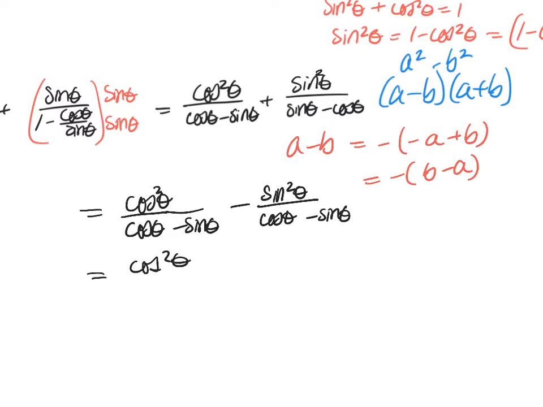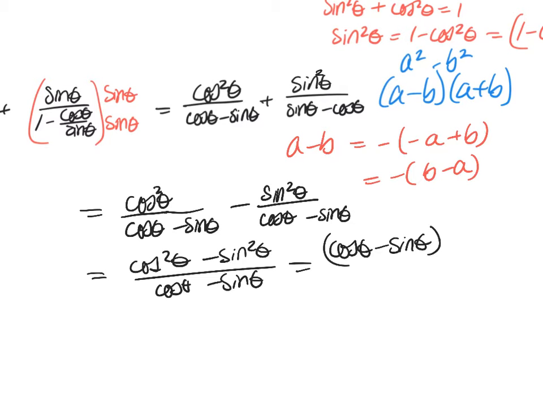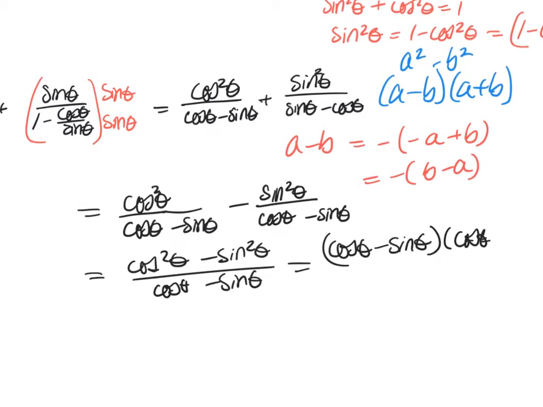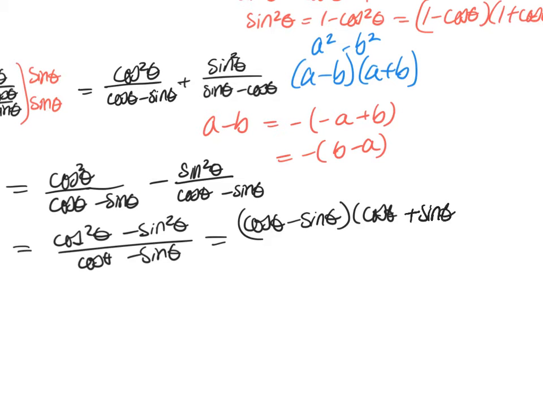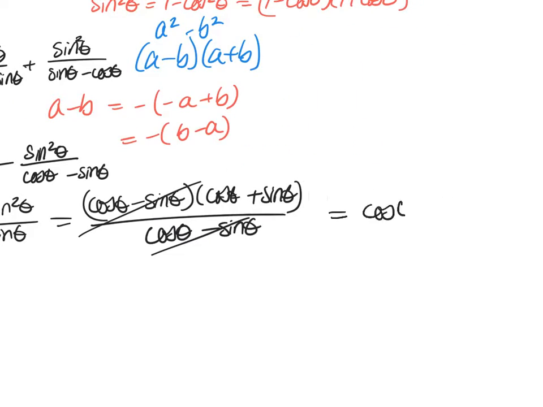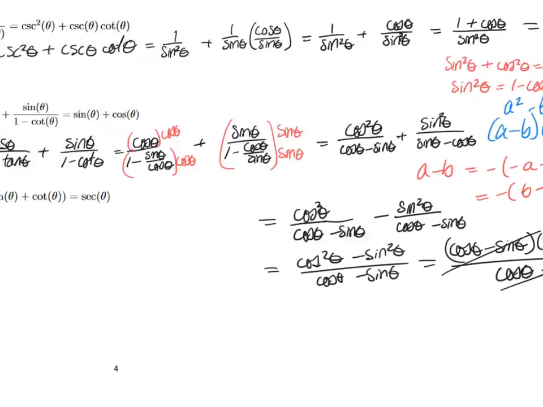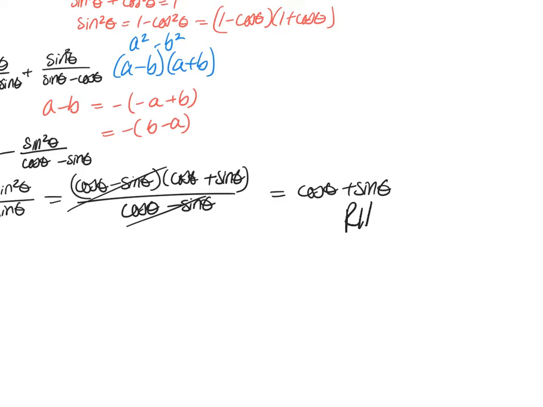Same common denominator, so I'm going to put them over that denominator. I have the cosine squared of theta minus the sine squared of theta all over the cosine theta minus the sine theta. Numerator is a difference of squares, so I'm going to factor it as such. So this is going to be the cosine of theta minus the sine theta, multiplied by the cosine of theta plus the sine theta, all over the cosine of theta minus the sine theta. Those cancel. I end up with the cosine of theta plus the sine theta. Is that what I needed to have? Did I get my other side? Yep, there it is. Right-hand side.